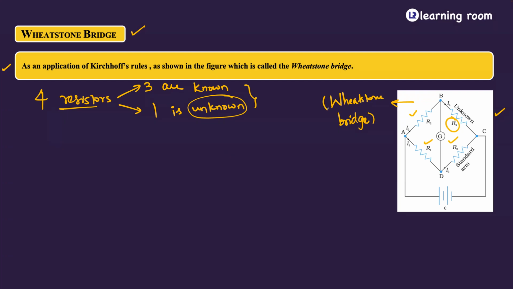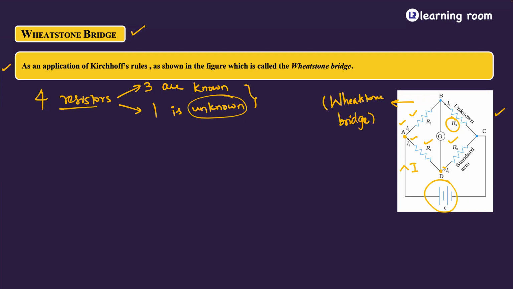Are you able to understand why we are using this? Yes, sir. Mainly, the purpose is to find the 4th unknown resistance with the help of 3 known resistances. When you connect this circuit with a battery here, the battery supplies current I, and at this junction the current gets split as I1 and I2.